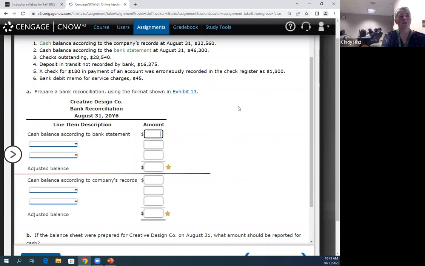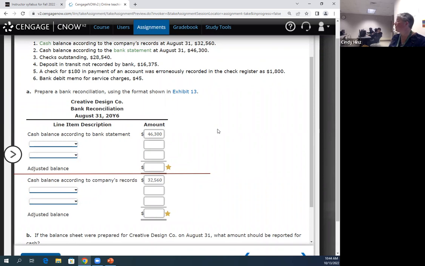So we're given some additional information up here at the top, and this is the information we need to be able to prepare this bank reconciliation. Number 1 tells us the cash balance according to the company's records. So we're going to put that down here in the second part below that red line. The opening balance in the company's records as of August 31st is $32,560. However, according to number 2, the bank statement says we actually have $46,300. So we're off by almost $14,000.